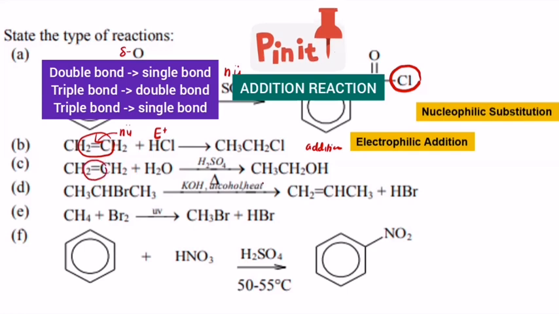The third one, same as B, the CC double bond has broken into a single bond, so it is an addition reaction. What kind of addition reaction it is depends on the site of reaction. The CC double bond is an electron-rich site, so it is a nucleophile or nucleophilic site, and its pair is the electrophile. So this reaction is electrophilic addition.